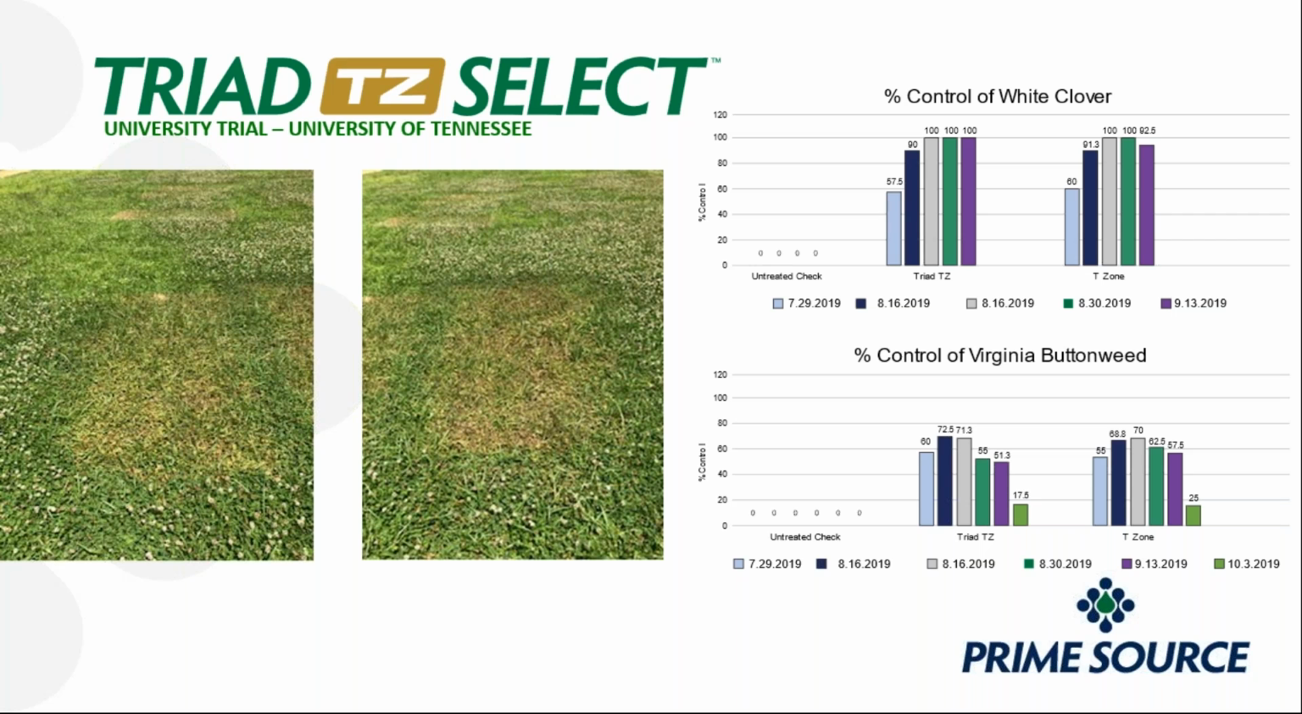And then control the Virginia buttonweed. That's a really tough weed. Usually it's on multi-application. We just wanted to test one application to see if there was any separation of our product in the market. And as you can tell, they look very similar. Both of them got around 70, 72% control. And then after a couple months, it fell off, which is pretty typical with Virginia buttonweed. Like I said, it's usually two applications a year for that weed.